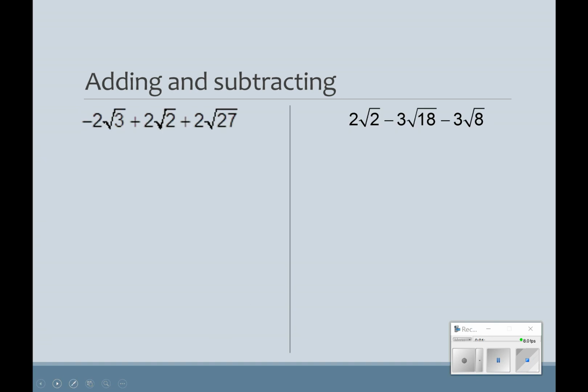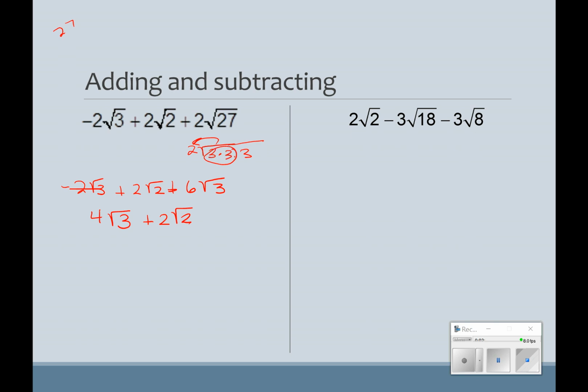Okay. Now in these two examples, it looks like we might not be able to combine them, but what we're going to do is simplify under the radicals. Okay. So 27 is 3 times 3 times 3. So this becomes 2 times the square root of 3 times 3 times 3, and we're going to pull out the 3's and bring it to the front. So it becomes 6 times the square root of 3. So now we can see that we can combine minus 2 root 3 and 6 root 3, and that's going to give us 4 root 3, and we can't do anything with the 2 root 2. So there's my final answer.